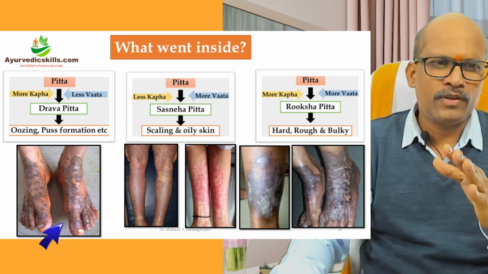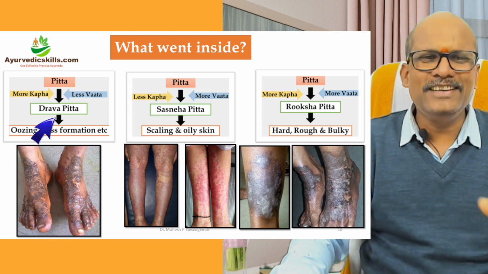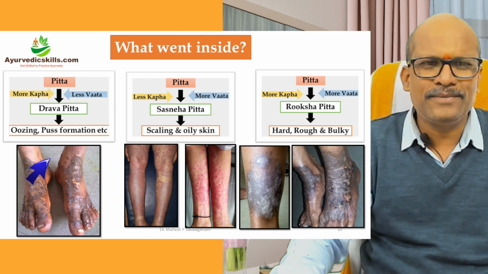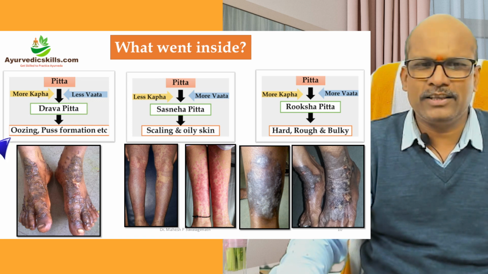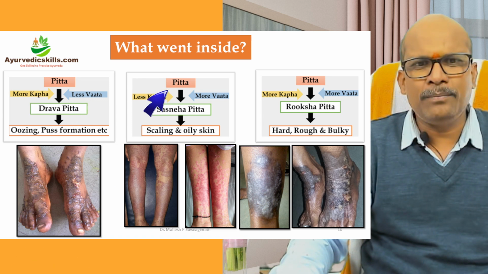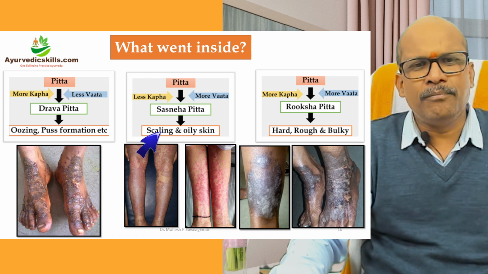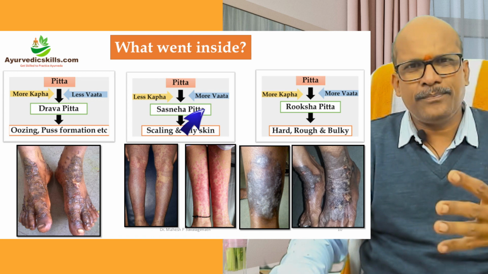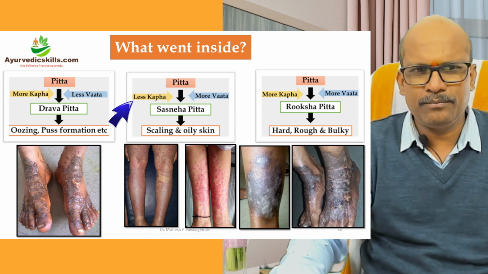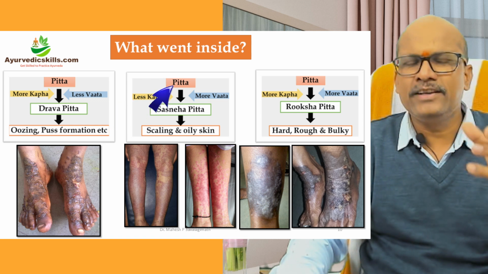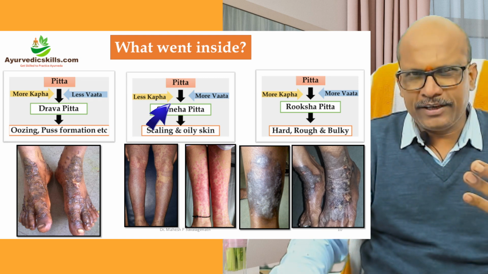As per my understanding, there are three types of presentations of Paka. One is where Pitta is Drava because of increased Kapha and Drava Pitta and less Vata, so oozing will be there. Another is when there is Alpa Pitta and a little less Kapha, but more Vata. At that time, the skin becomes oily because of the Sasnehata of Pitta and the Dravaguna of Kapha, and it looks oily because Vata is more.